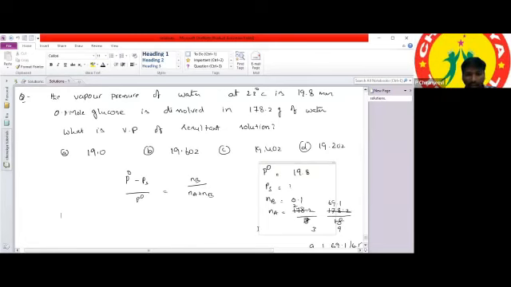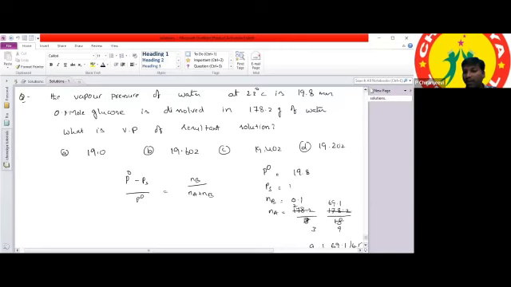In this question, the vapor pressure of the water is given as 19.8 mm, and 0.1 mole of glucose is dissolved in 178.2 grams of water. The question asks: what is the vapor pressure of the resulting solution? So we have to calculate the PS value.